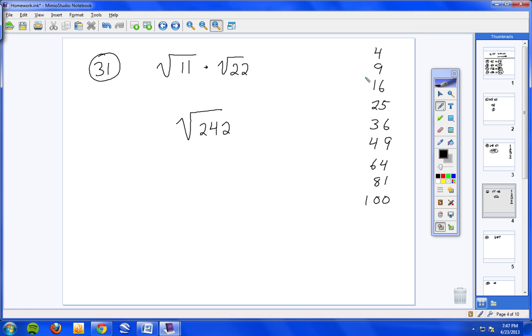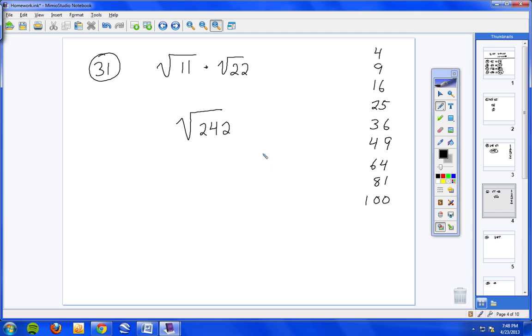Let's see. 4 does not. 9 does not. 16. 16 times 20 is 320. I guess I'll just grab my calculator real quick and do some dividing. 242 divided by 16. Nope. Oh, you know what does work though?